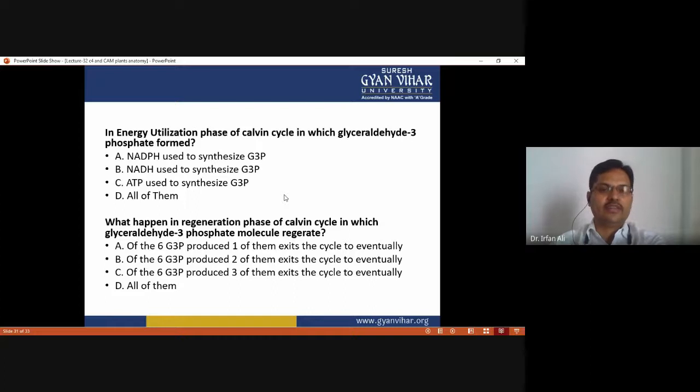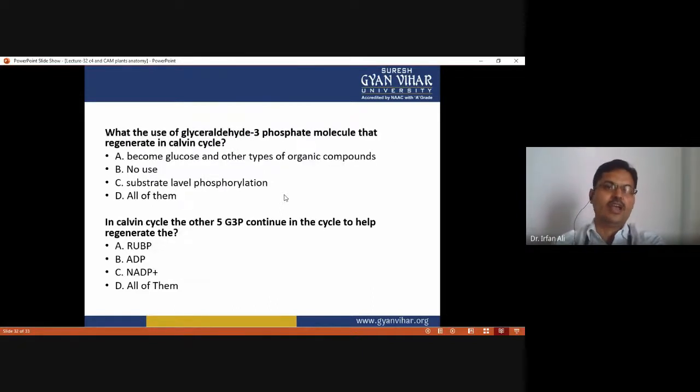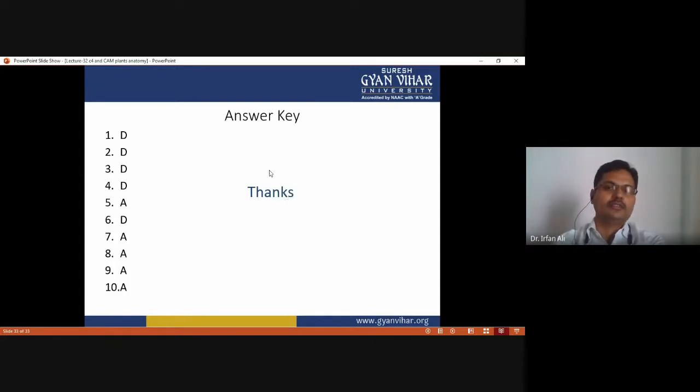What happens in the regeneration phase of the Calvin cycle in which glyceraldehyde 3-phosphate molecules regenerate? What is the use of the glyceraldehyde 3-phosphate molecule that regenerates in the Calvin cycle? In the Calvin cycle, the other five molecules of glyceraldehyde 3-phosphate continue in the cycle to help regenerate which molecule? So this is the answer key.